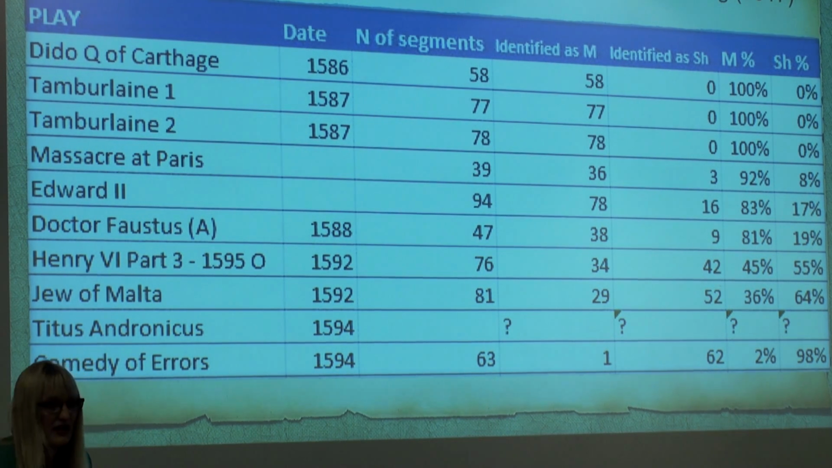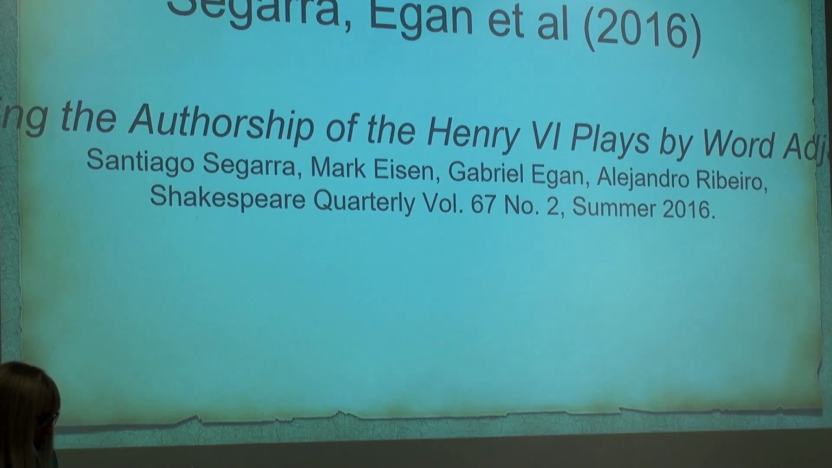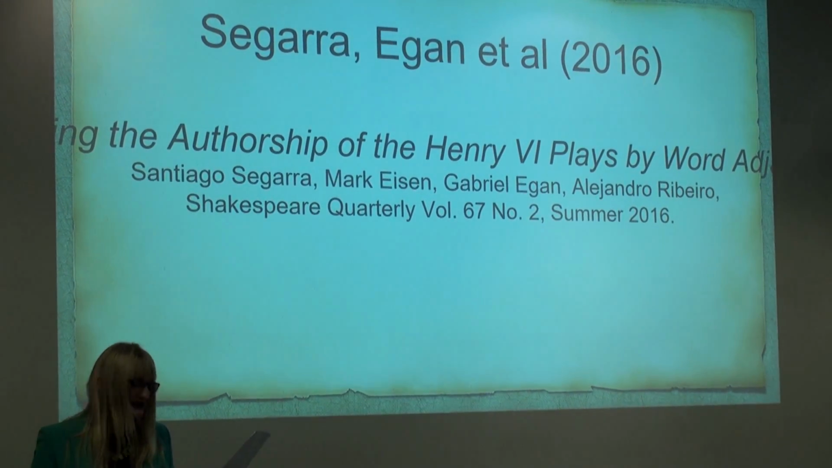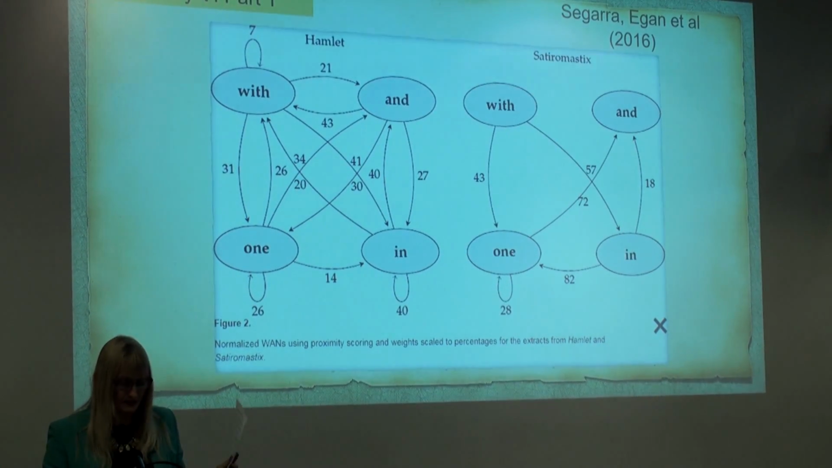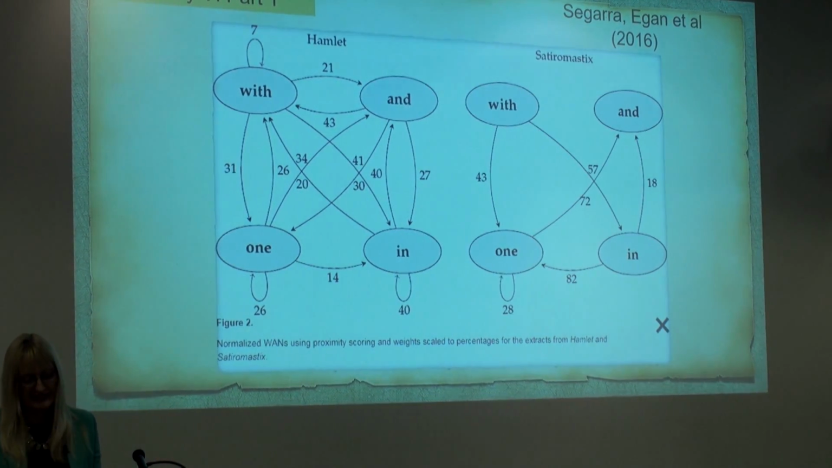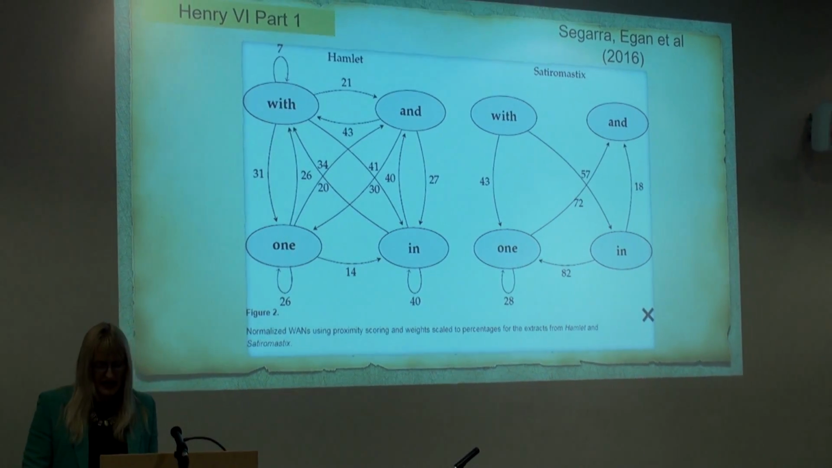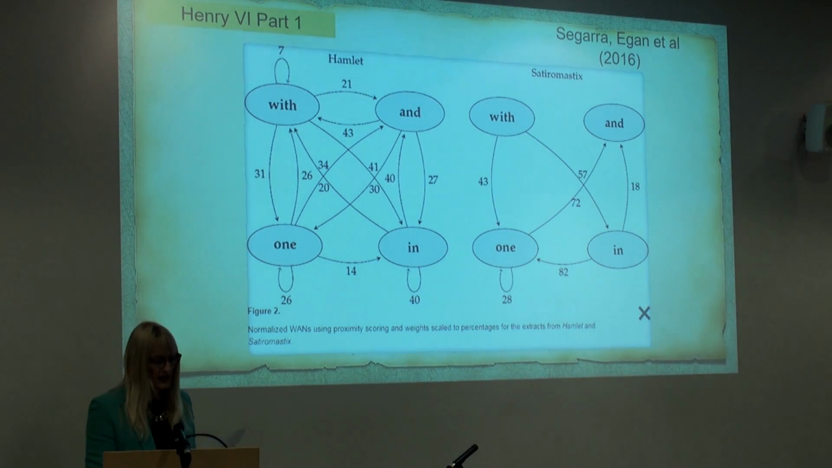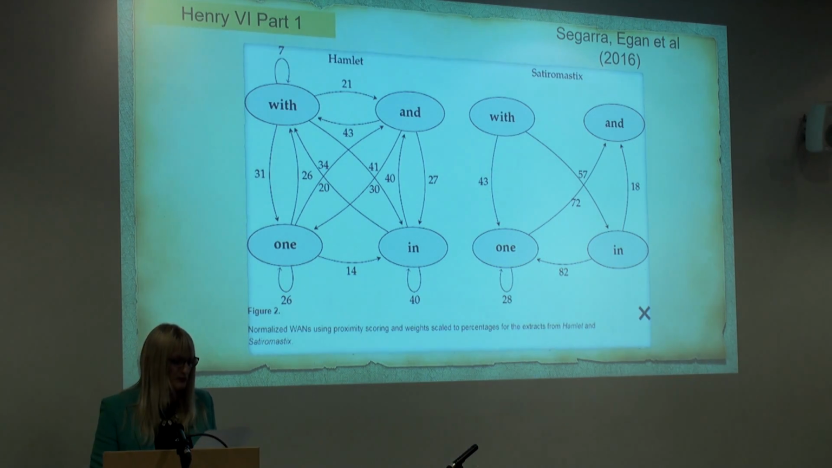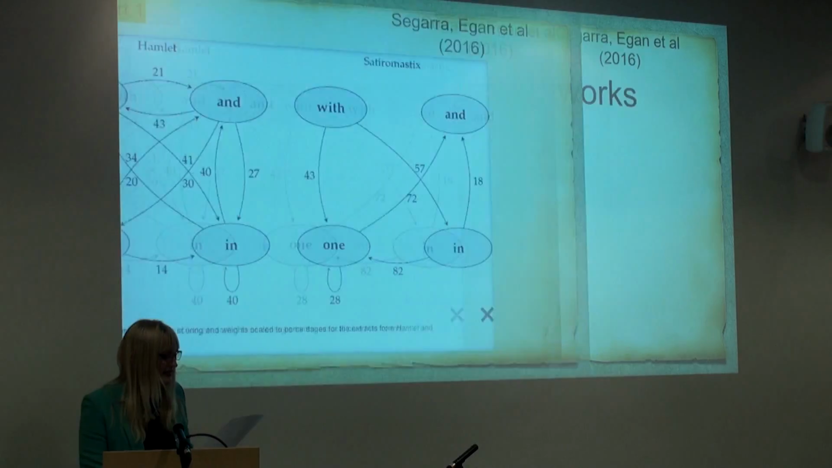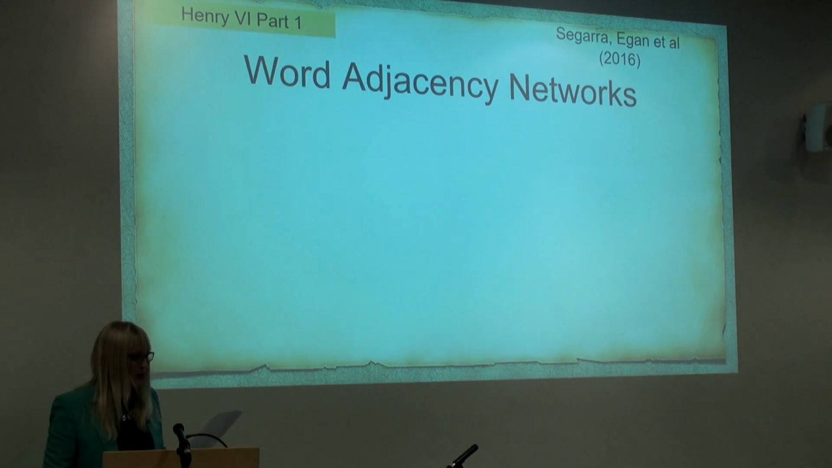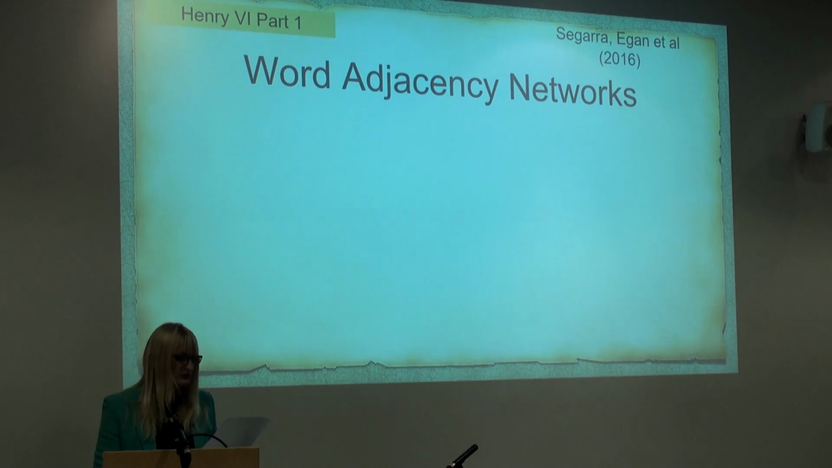Let's now look at the work of Segarra and others on word adjacency networks, published in Shakespeare Quarterly last year. This was the work, according to Gary Taylor, quoted in an article in the New Yorker, that convinced the editorial board to give Marlowe a co-authorship credit on all three Henry VI plays in the new Oxford Shakespeare, because it seems to separate them out so completely. It's based on how predictably one word will occur within 5 words of another, which is believed to vary in significant ways between authors. The two diagrams.